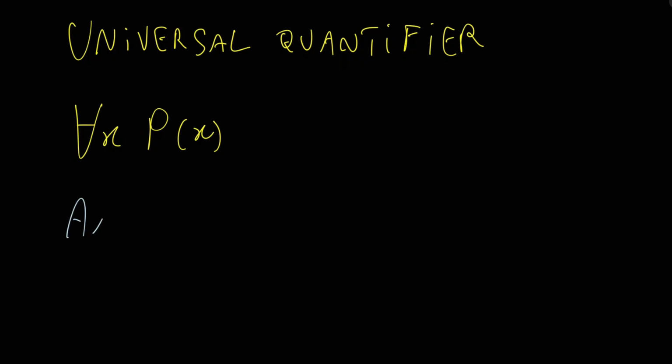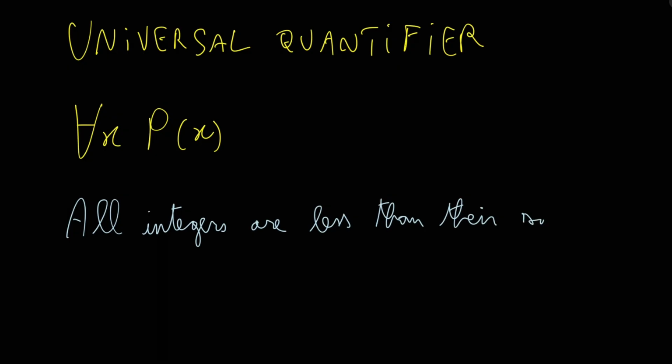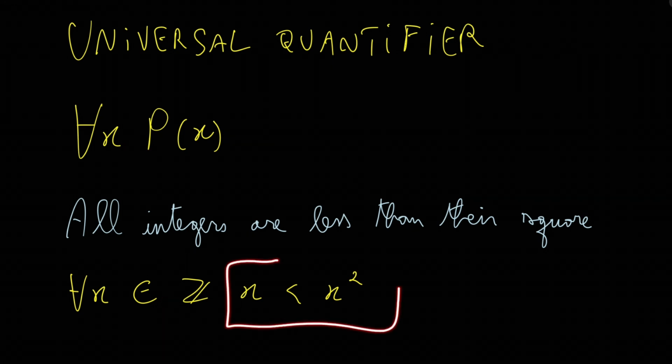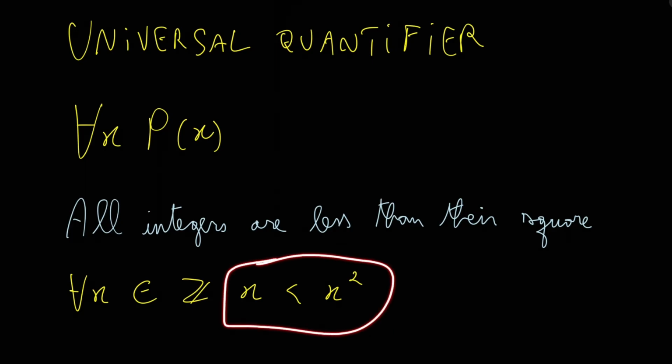For example, we could say something like all integers are less than their square. We can write this as for all x in the set of integer numbers, x is less than x squared. So we are specifying the domain we are dealing with here, which is the set of integer numbers. We have our predicate, which is x less than x squared, and we are saying that this predicate is true for all x in our domain.